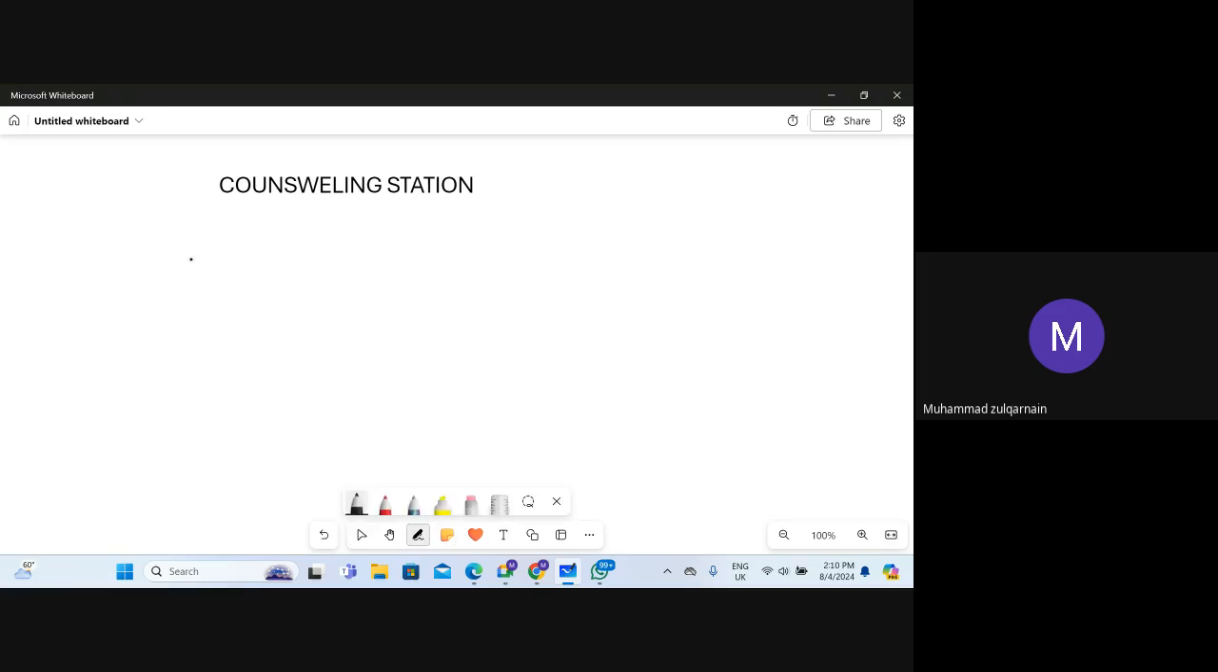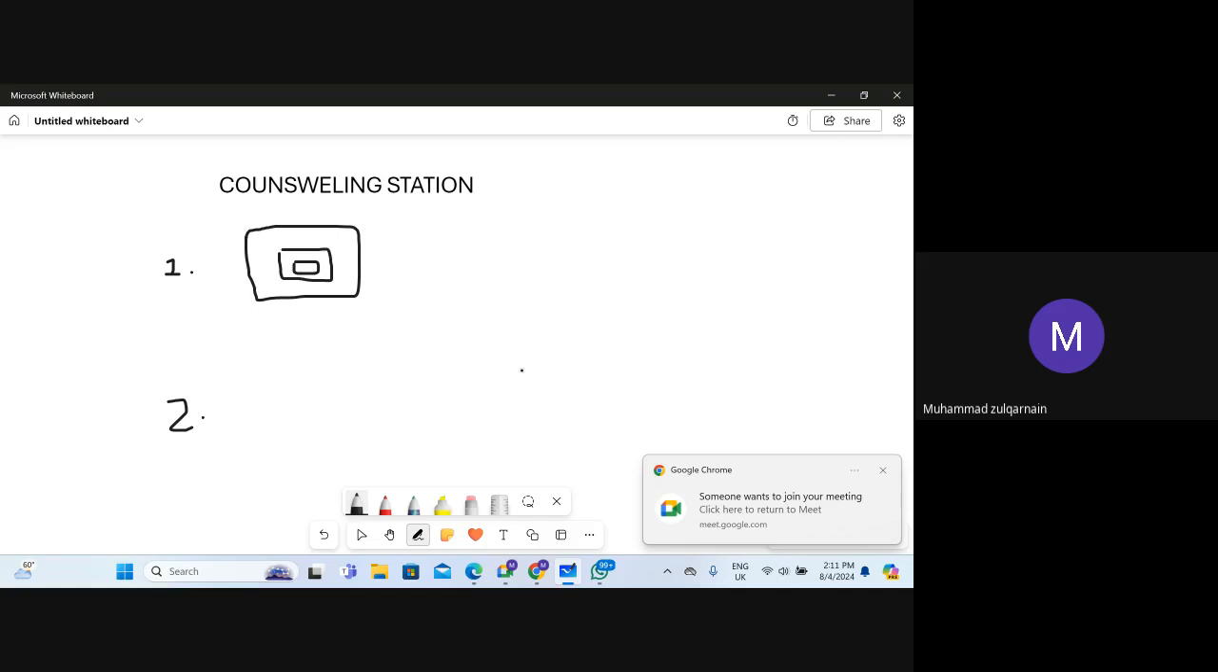Okay, so in the counseling station, a very important thing is how the case will be presented to you. For every counseling station, there will be two cubes, cube number one and cube number two. In cube one, you will be given a total of 9 minutes. This is the cube, this one is the table, and here is the file of the patient on this table.